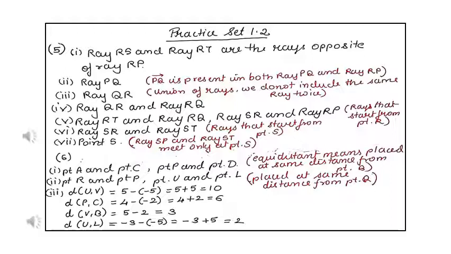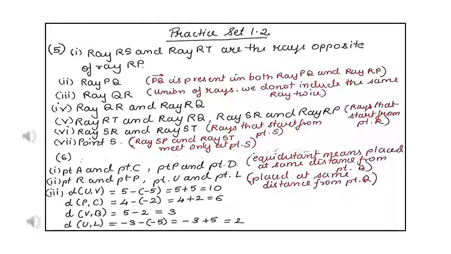Then question 2. Write a pair of points equidistant from point Q. Similar to the earlier question, but here it is point Q. So my answer is point R and point P, and point U and point L. Next, question 3. Distance UV. When we calculate a distance, we see the coordinates, we write the coordinates, we write the bigger one minus the smaller one, and we get our answer. So here the distance between UV is 10.